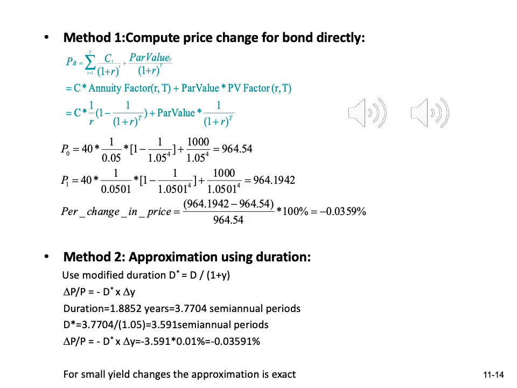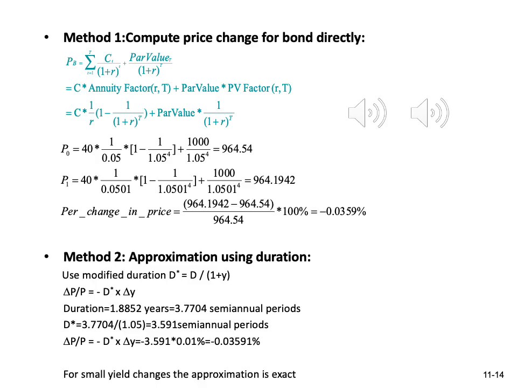We're going to use two methods to calculate percentage change in price. The first one is the direct method. We're going to actually calculate the price change directly. So first of all, we calculate the bond price using the old rate, 5%, before the change. So P0 is the original price.